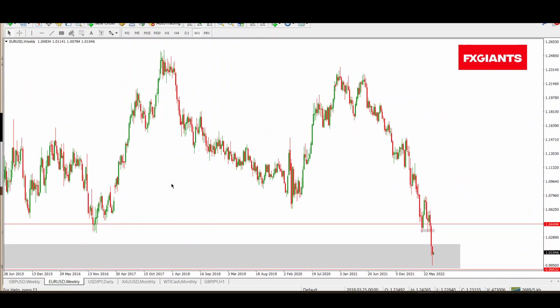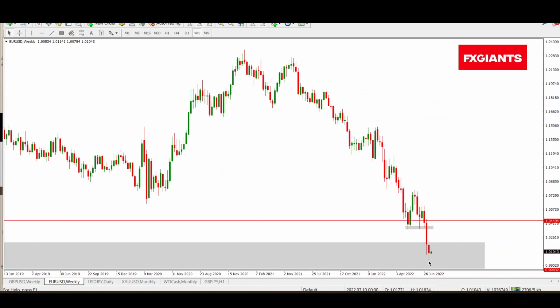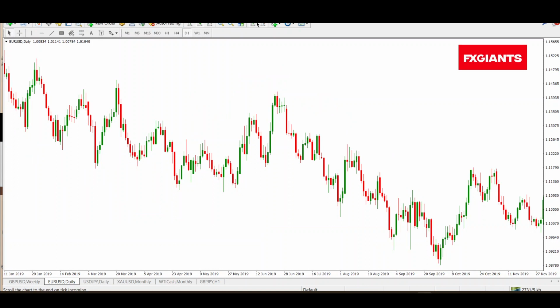So this is Euro USD weekly time frame. We can see that we had a clear pullback and a new break of structure which has come into this zone. But if we look at last week's candle, here we can see that last week closed with a massive rejection upon tapping into this resistance-turned-support zone right now. So let's look at it on the daily time frame.